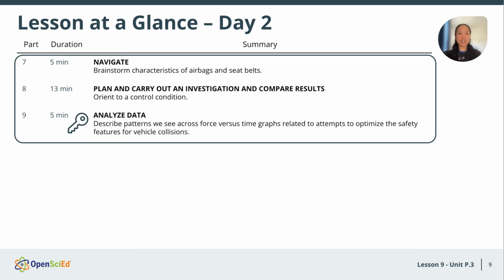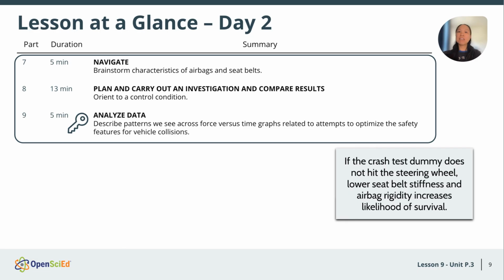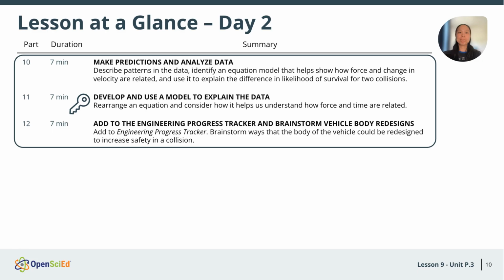In the second lesson chunk, students use a simulation to determine the seatbelt stiffness and airbag rigidity for the greatest likelihood of survival. They figure out that as long as the crash test dummy does not hit the steering wheel, a lower seatbelt stiffness and a lower airbag rigidity increases the likelihood of survival.